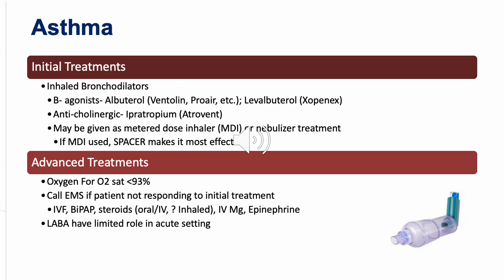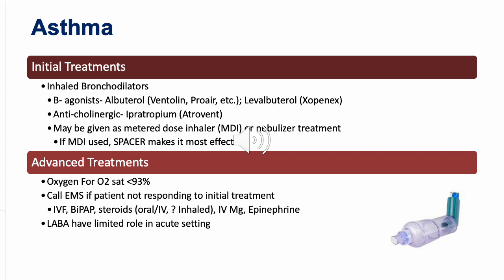Advanced treatments for asthma would be to, again, use oxygen if their sats are low, and call EMS if the patient is not responding to that initial treatment. They may need IV fluids or BiPAP, bi-level positive airway pressure, sometimes steroids, oral or IV magnesium in very severe cases, and sometimes epinephrine helps as well.